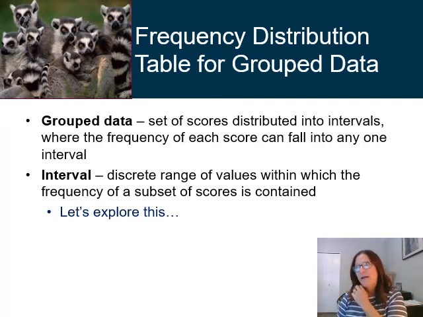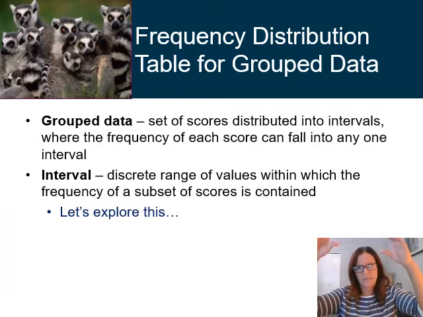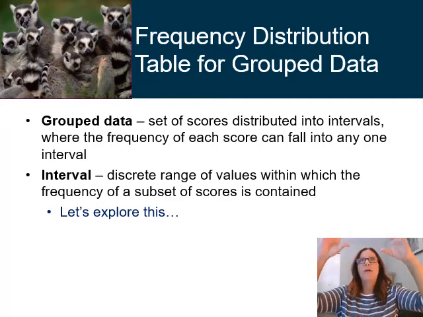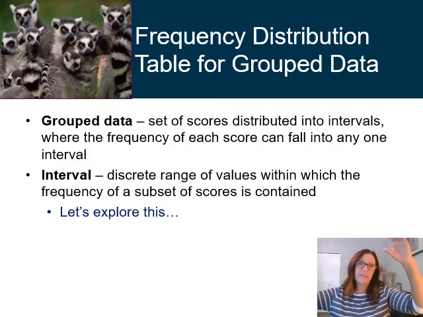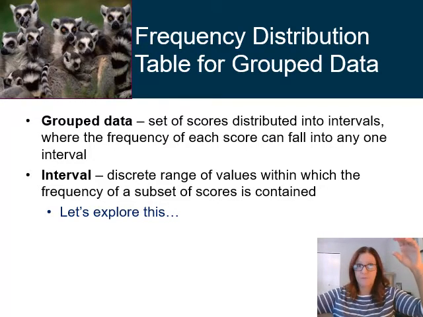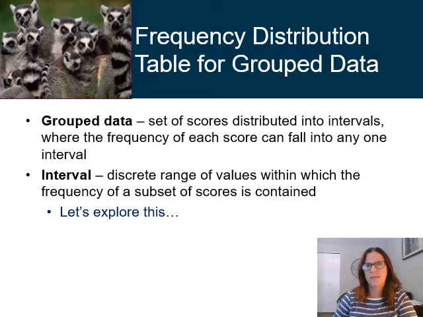So if I had 5 people that got an A on the first exam, anywhere between 90% and 100%, I would have 90-100 as my interval, and then the frequency next to it as 5 for 5 people. And that's a grouped frequency distribution.